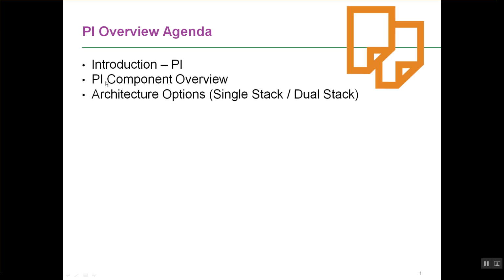Then we looked at the various components of PI. To summarize the most critical ones: system landscape directory. It is your telephone directory. All the systems in your landscape register themselves on the system landscape directory. Enterprise service repository is the design time of PI, where you design your interfaces.